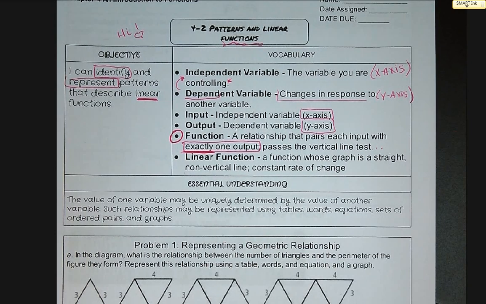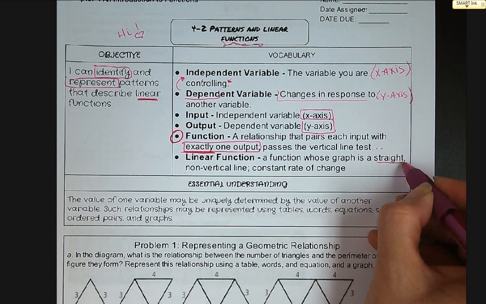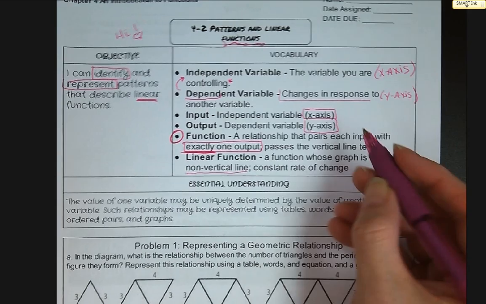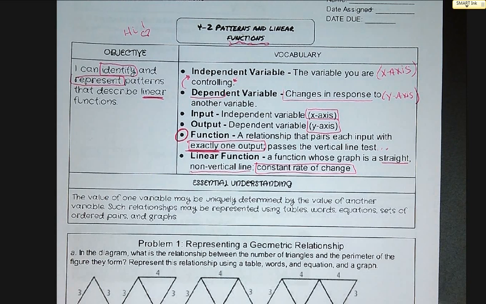All right. A linear function is a function whose graph is a straight, non-vertical line. Another way of saying that is that it has a constant rate of change. Where have you heard that before? Hopefully 7th grade.